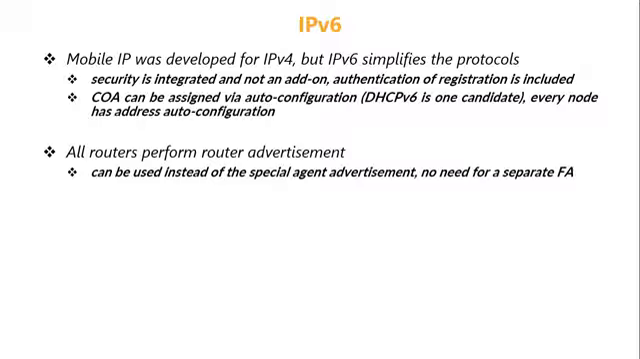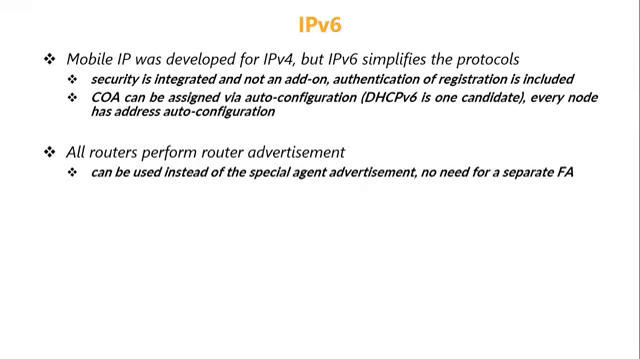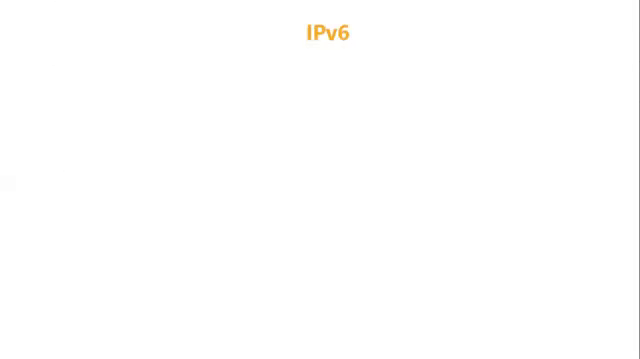So there is no need for a separate FA which sends a beacon signal and then the mobile node will register. Such operations are not required in IP version 6, but they are part of IP version 4. So these are some of the main features of IP version 6.